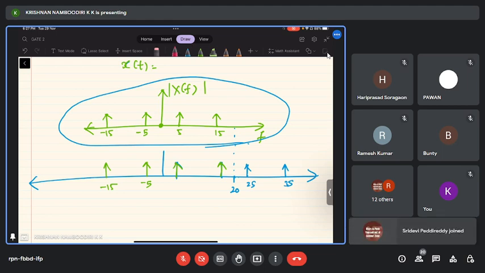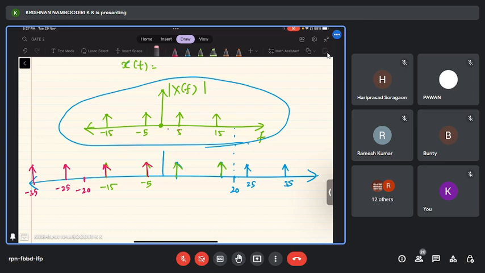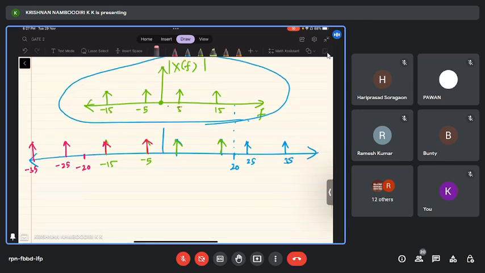And now at minus 20, there will be a peak at minus 20 minus 5, that is minus 25, minus 20 minus 15, that is minus 35, minus 20 plus 5, that is minus 15, and minus 20 plus 15, that is minus 5, right? So all these components have got added up, correct? Now, how does the final spectrum look like?